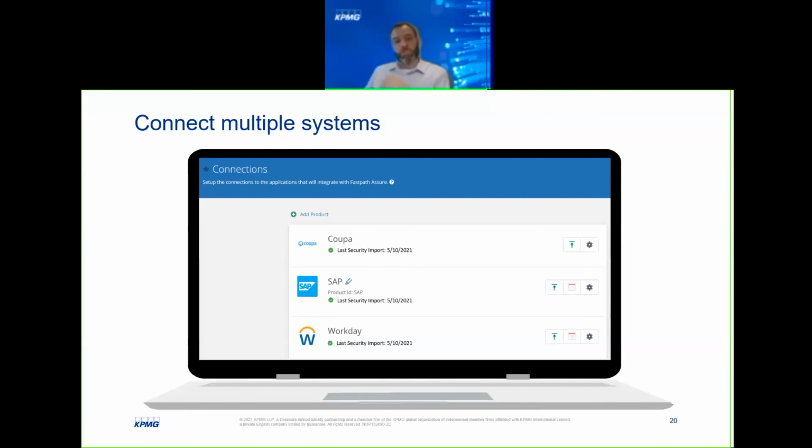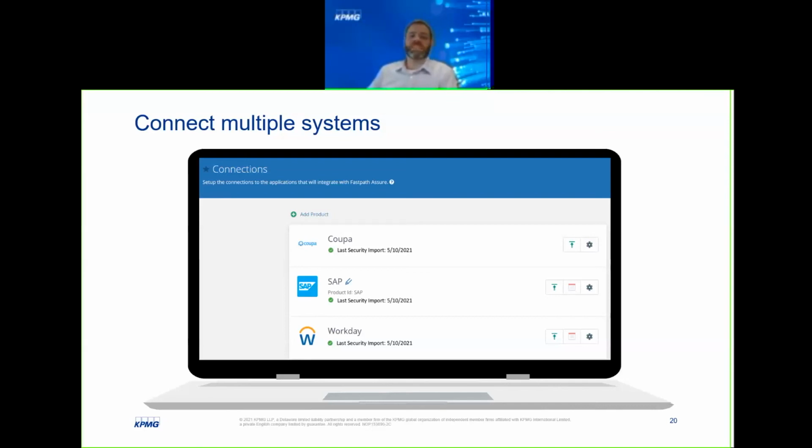So in this example, we're just showing when we utilize FastPath and team with them. One example we have here is a business that has Coupa as a front office app for procurement, SAP as their backend ERP, and Workday for HR. So these are all easily set up within the application.